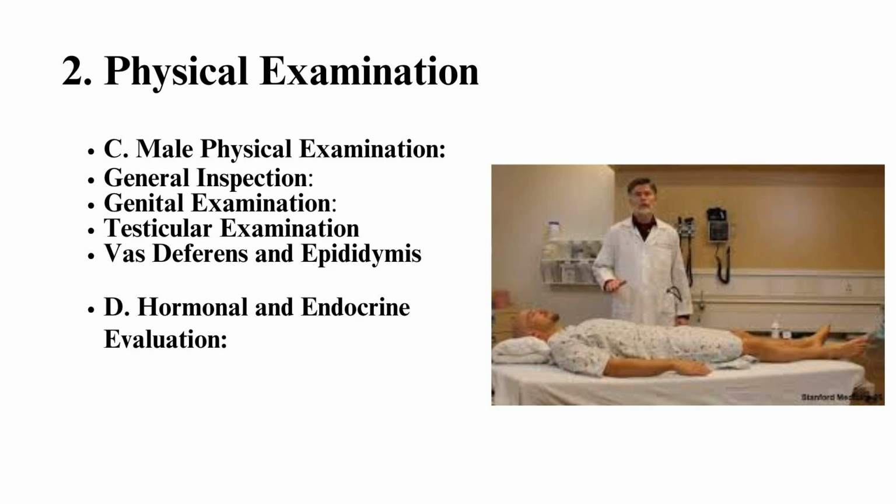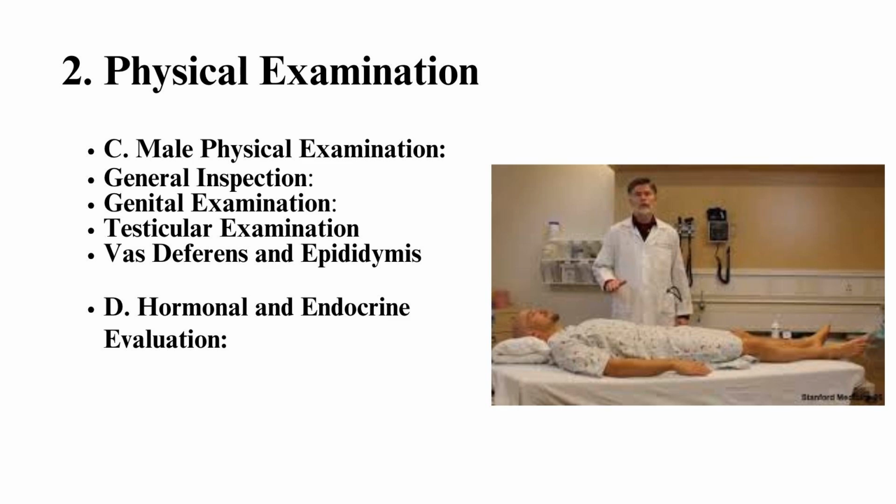C. Male physical examination. General inspection: evaluate the overall health and look for physical signs of systemic disease that might affect fertility, e.g., signs of malnutrition, obesity. Genital examination: the male genital examination includes inspecting the penis and scrotum for abnormalities such as varicocele, enlarged veins in the scrotum, hydrocele, fluid around the testicle, or signs of infection or injury.